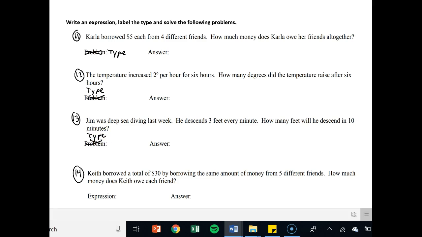So Carla borrowed $5 from each of her 4 friends. How much money does Carla owe her friends? So if she's borrowing money, that's obviously -5 from 4 friends. If she just borrowed from 1 friend, she just owes 5. She borrowed from 2 friends, she owes 10. So this is multiplication. So -5 times 4. So what type is this? This is a DSN, different signs negative. And what's my answer? It's -$20. Please, please, please circle your answer and put your units, okay?